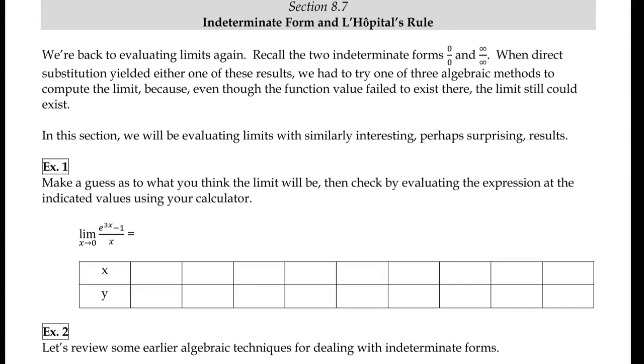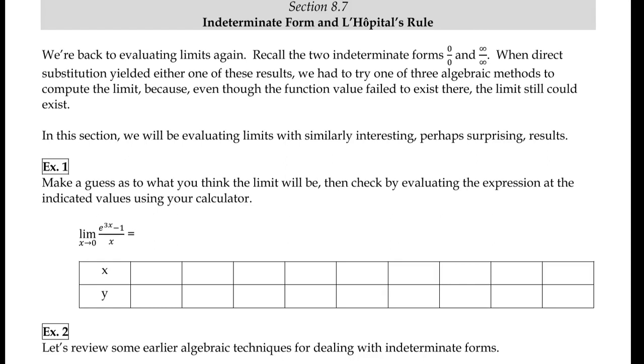Hey guys, on to 8.7. I'm sure you noticed we're jumping around a lot in this unit. This is covering applications of derivatives, so how they apply to other problems. Today we're going to look at L'Hopital's rule. You guys are going to absolutely love this. It makes life so much easier.